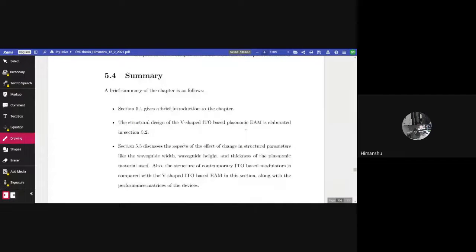Now coming to section 5.4 summary, a brief summary of this chapter is as follows. Section 5.1 gives a brief introduction to the chapter. The structural design of V-shaped ITO-based plasmonic EM is elaborated in section 5.2. Section 5.3 discusses the effect of change in structural parameters like the waveguide width, waveguide height, and thickness of the plasmonic material used. Also, the structure of contemporary ITO-based modulators is compared with the V-shaped ITO-based EM in this section, along with the performance matrices of the device.